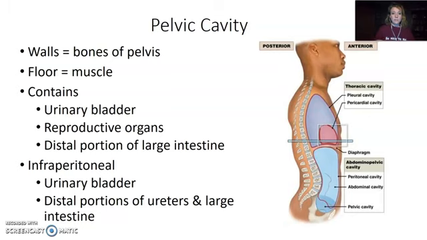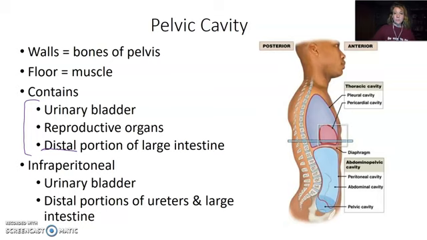Okay, as I mentioned before, the pelvic cavity has an upper border where the upper portion of the pelvic bones are found, and the floor of the pelvic cavity is muscle. It's not completely enclosed by bone. The pelvic cavity is going to contain our organs that are listed here. And notice that we have the distal portion of the large intestine. So that's the part that's furthest away from the beginning. So like the end portion of the large intestine.